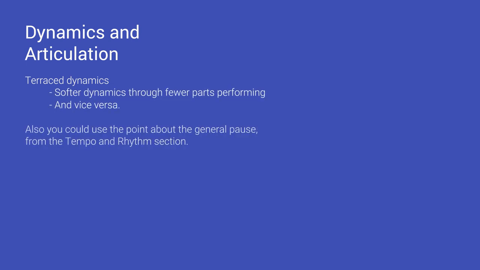And finally, dynamics and articulation. There is use of terrace dynamics, where the dynamic level is purely determined by how many parts are playing at one time. If you want soft dynamics, have fewer instruments play, and vice versa. And that's about it. There's not much for this last section, so be sure to remember that one point.